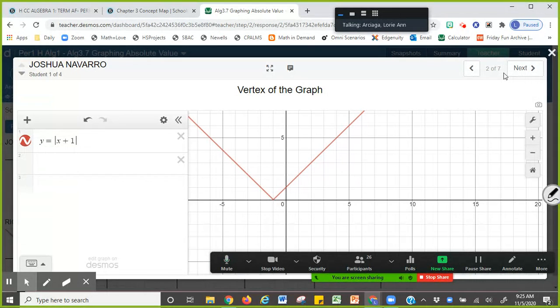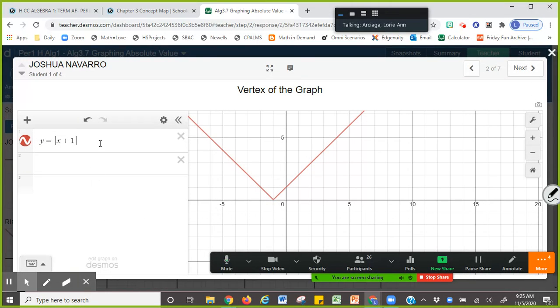Somebody tell me where the graph moved when I added 1 to x. It moved left. Very good. To the left. How many times? I need to know how many times. 1 to the left. I love it. Okay, good.